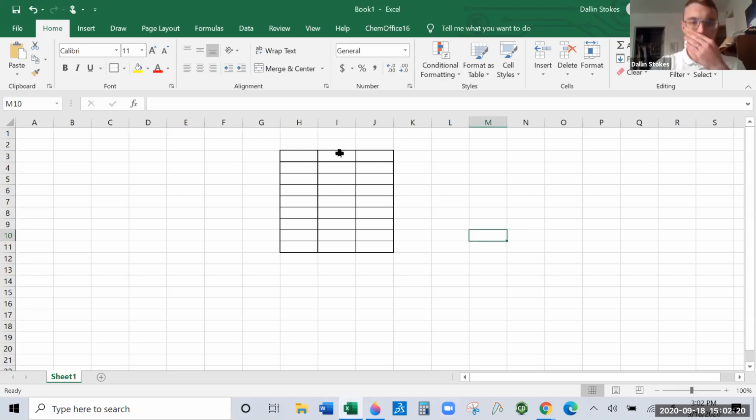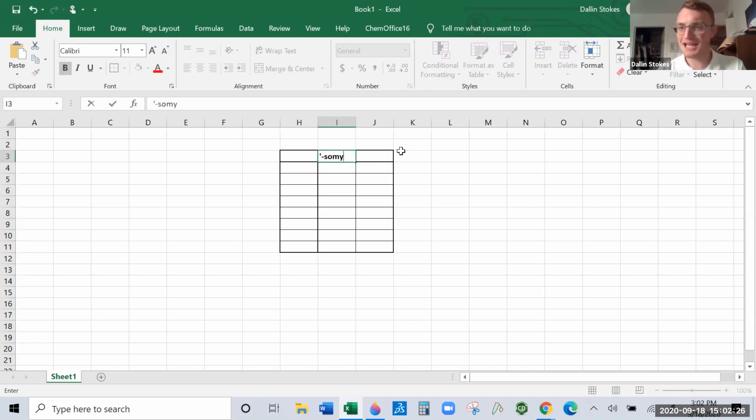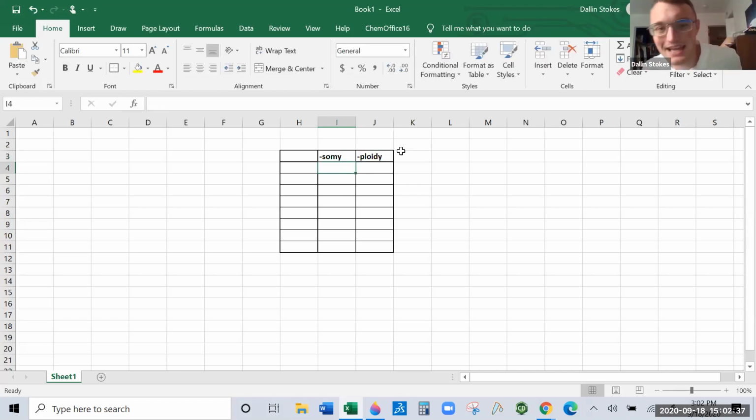Here we go. So on this table, across the top, I'm going to put 2 suffixes, the last half of the word. What we're going to do is assemble words here. So Somie is one, and the other one is Ploidy. One of my favorite words to say in the world. I mean, whoever came up with Ploidy, so much fun. Anyway, Somie and Ploidy, they're across the top.